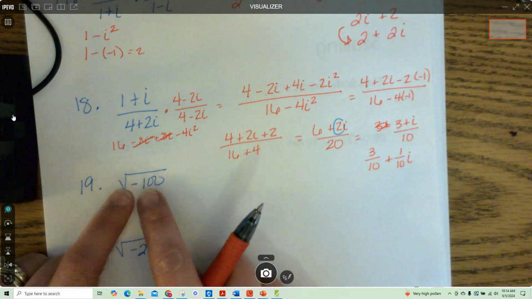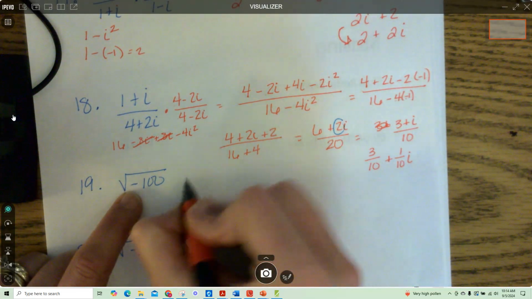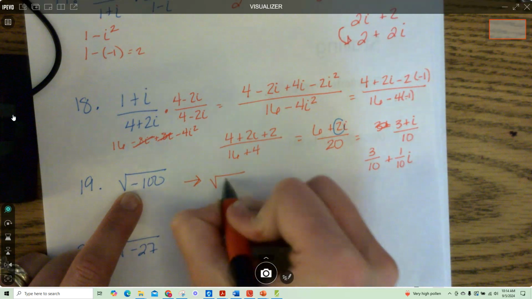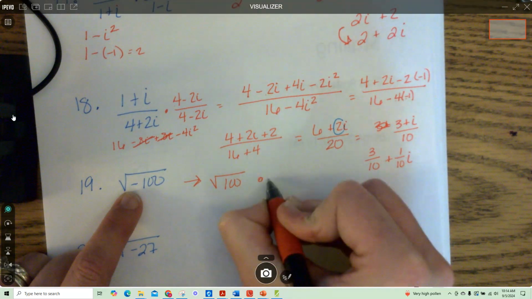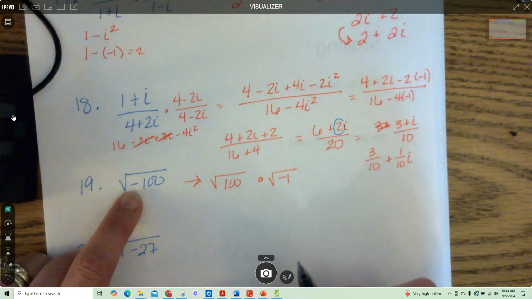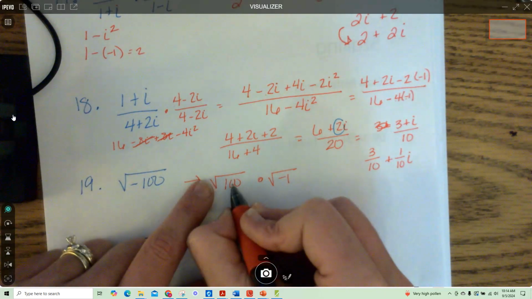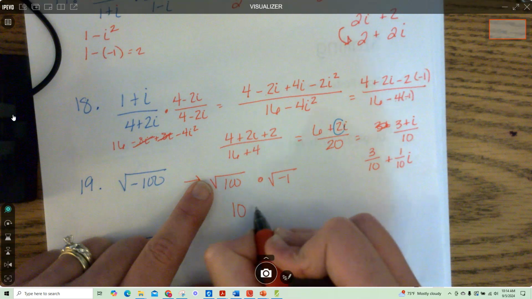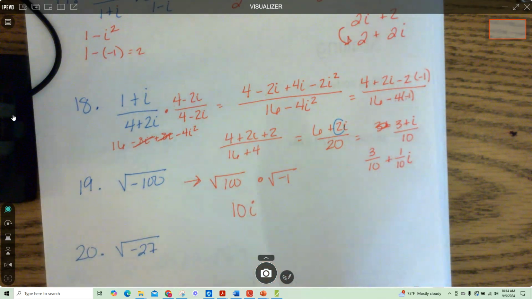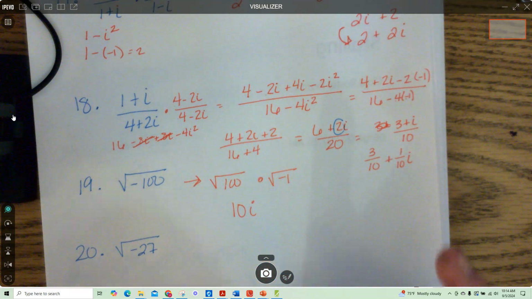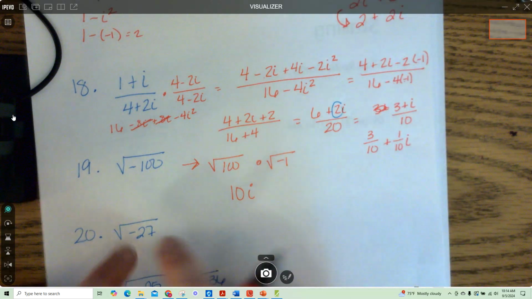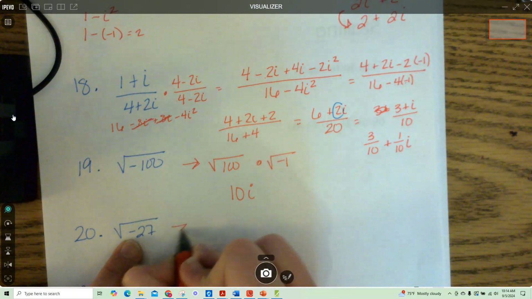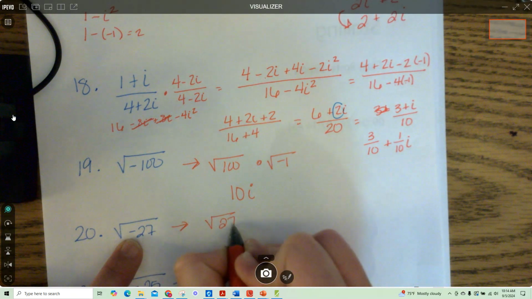All right, 19. Since it's got a negative, I'm going to split it into the square root of 100 times the square root of negative 1. Square root of 100 is a 10. Square root of negative 1 is an i. So that one's easy to break down. Okay, this one, do the same thing. Pull that negative out.